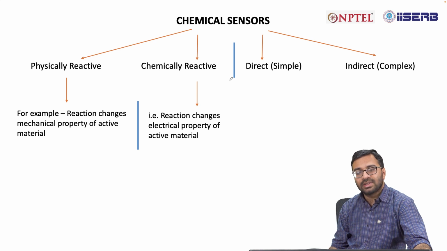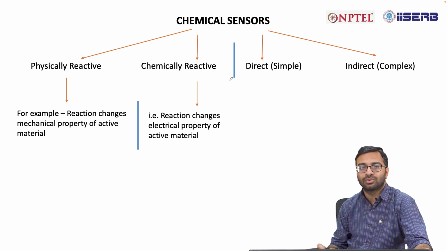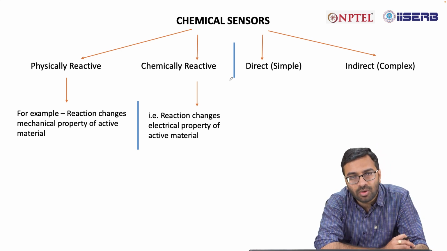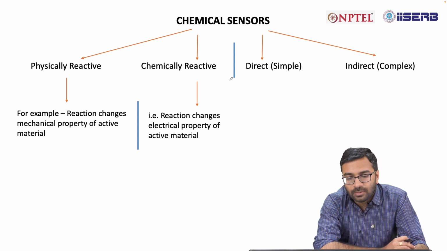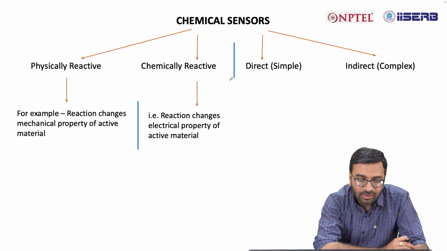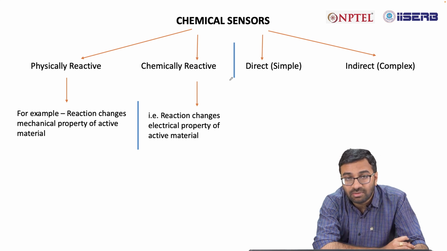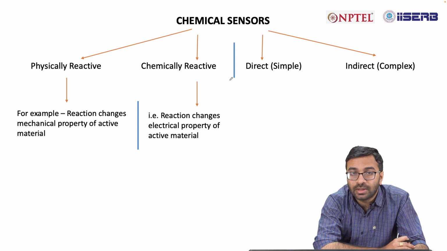And chemical sensors, from the name itself it is very clear that these sensors are used to detect different chemicals. So obviously they are based on different chemical reactions. So we classify chemical sensors based on the reaction. If the sensor is physically reactive, then we call it a physically reactive sensor. If it is chemically reactive, then we call it a chemically reactive sensor.